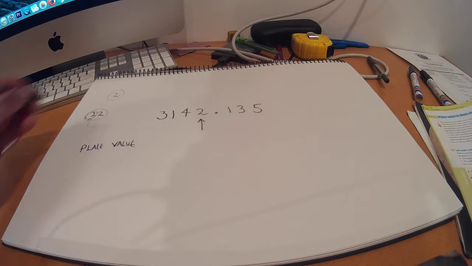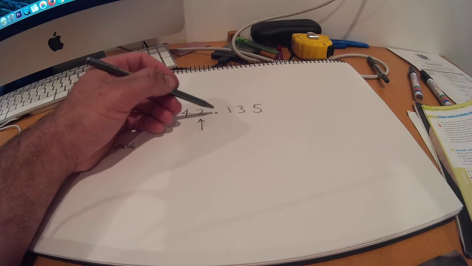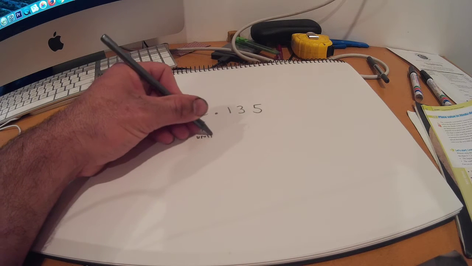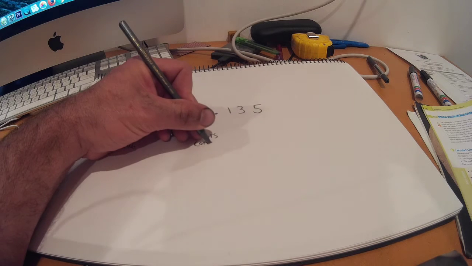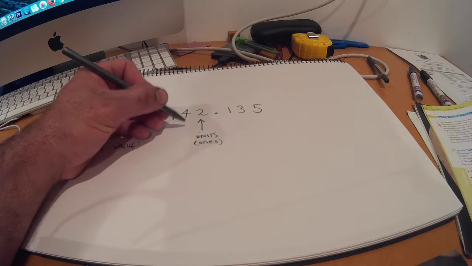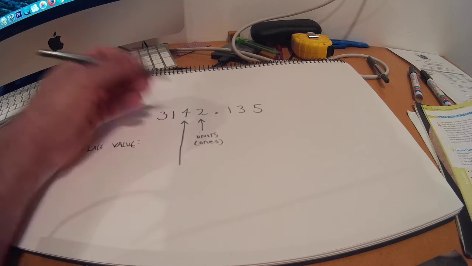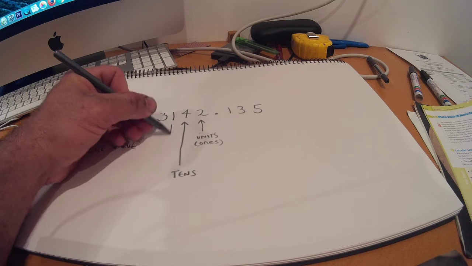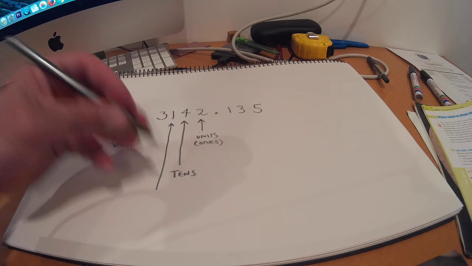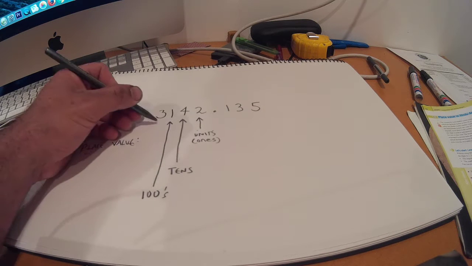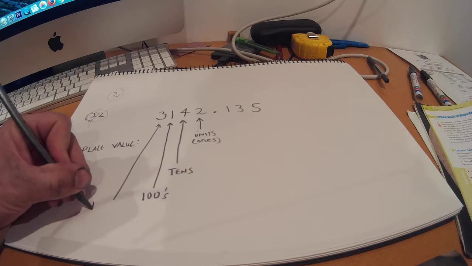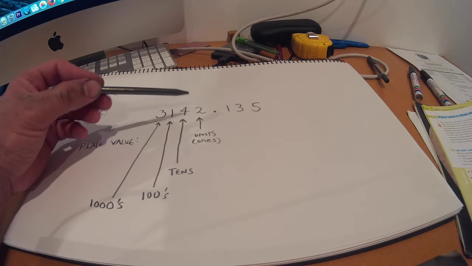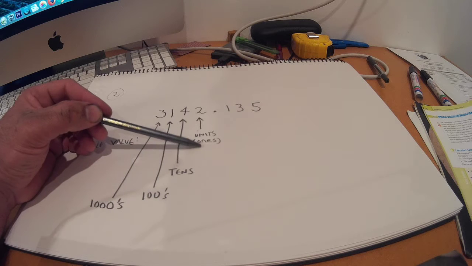Okay, place value. The one that's closest to the decimal point, on the left-hand side of the decimal, is units. That's the ones column. Okay, it's a bit primary school, but ones. Then we go to the next one up, and that is the tens. And then the next one up, which is that one there, is the 100s. And then this one is the thousands.